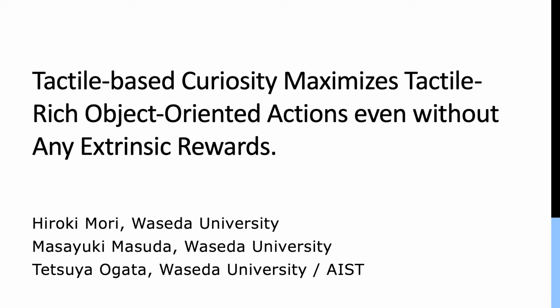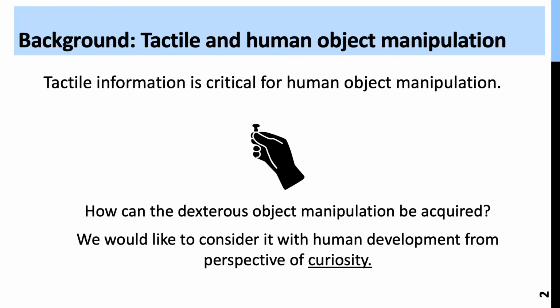Today, I make a presentation titled "Tactile-based curiosity maximizes tactile-rich object-oriented actions even without any extrinsic rewards." Tactile information is critical for human object manipulation, but how can dexterous object manipulation be acquired? We would like to consider it with human development from the perspective of curiosity.